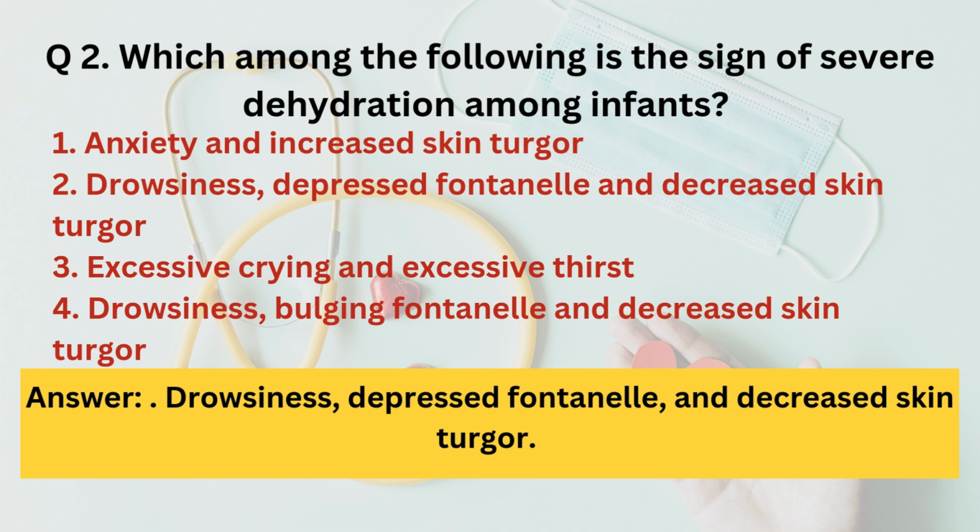What are fontanelles? Fontanelles are the wide gaps between suture lines. There are mainly two fontanelles, that is the anterior fontanelle and the posterior fontanelle. The anterior fontanelle is the larger one, the posterior fontanelle is smaller compared to the anterior fontanelle. The anterior fontanelle is diamond shaped, the posterior fontanelle is triangular shaped. The anterior fontanelle takes 1.5 years to close and the posterior fontanelle takes 1.5 months to close. Here the bulging fontanelle is the sign of increased intracranial pressure.